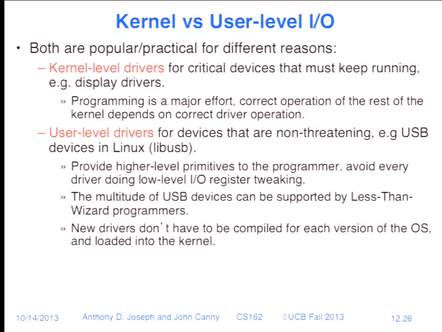User-level drivers are quite popular for devices that are less dangerous, especially when there's a plethora of potential devices, more than you might expect the device vendors to support. Device vendors are probably going to support Windows first before they do a Linux driver. This is the case for USB on Linux, where there's a user-level driver API, libUSB, the main API for device drivers through USB. It provides some nice higher-level primitives to the programmer and avoids the need to tweak individual registers and understand the hardware. That allows USB devices to be programmed and used effectively by programmers who are not necessarily Linux kernel wizards.